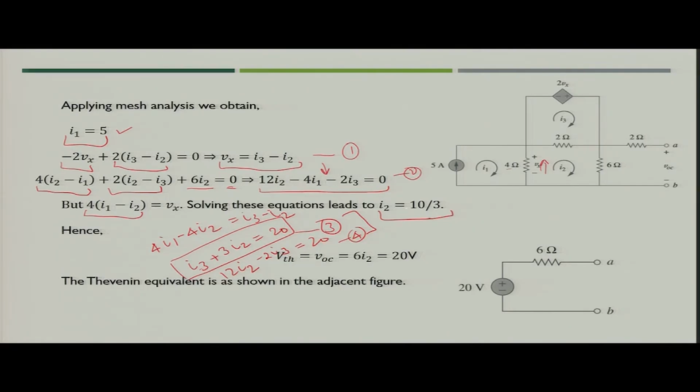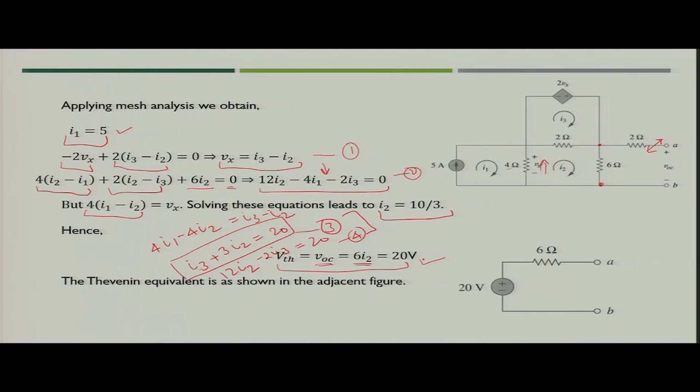Now you have got the value of I2. What will you get? VTH. So if you see this circuit, VOC is applied across terminal A and B. Since no current is flowing in this particular 2 ohm resistance, this VOC would be applied across the 6 ohm resistance. So, the voltage drop across the 6 ohm resistance would be the value of Thevenin voltage. So, we get VTH is nothing but VOC equal to 6 times I2, nothing but 20 volt.